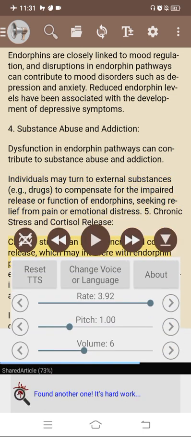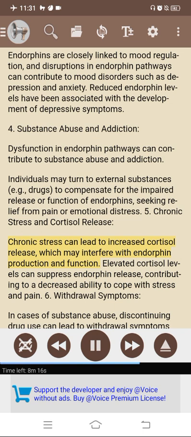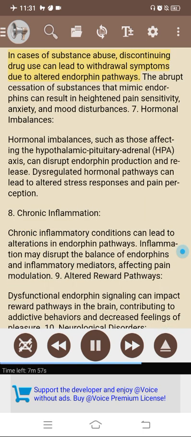Chronic stress can lead to increased cortisol release, which may interfere with endorphin production and function. Elevated cortisol levels can suppress endorphin release, contributing to a decreased ability to cope with stress and pain. 6. Withdrawal symptoms. In cases of substance abuse, discontinuing drug use can lead to withdrawal symptoms due to altered endorphin pathways. The abrupt cessation of substances that mimic endorphins can result in heightened pain sensitivity, anxiety, and mood disturbances.